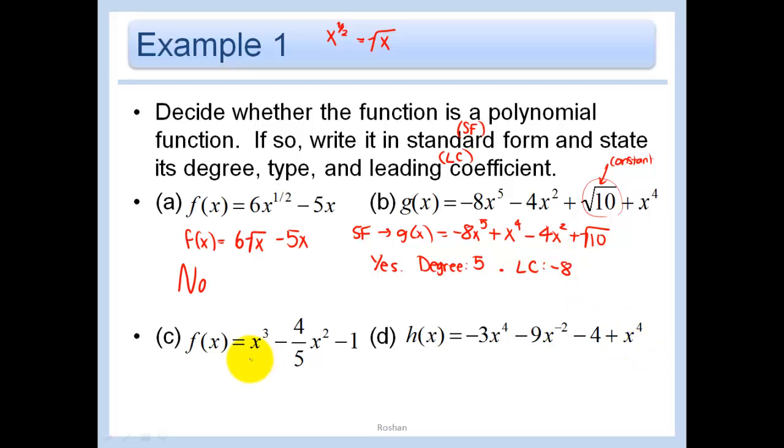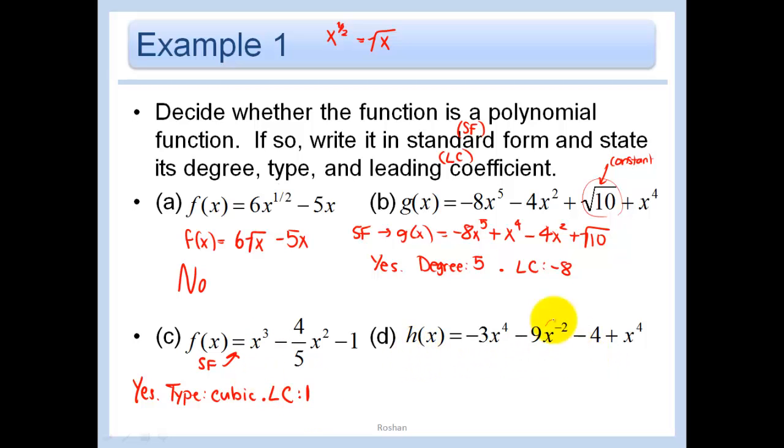All right, this next one, yeah, that's a cubic actually, so yes. And it's already in standard form because I have them from highest power to smallest. And then let's see, the type we would say is cubic. And the leading coefficient is just what's in front of that x cubed. Well, there's nothing there, so it's just a 1.